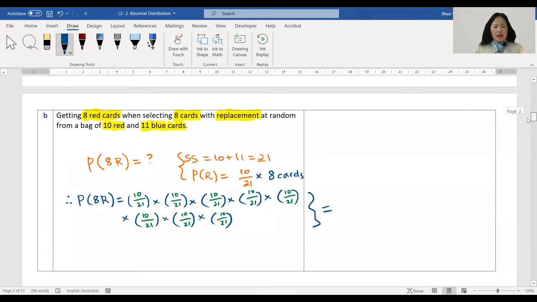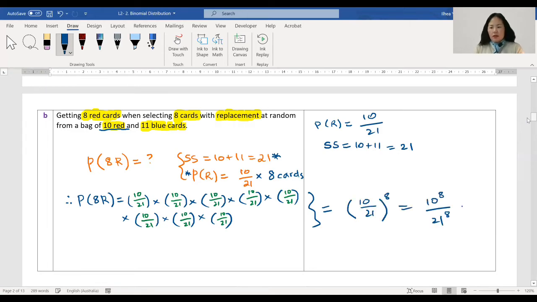Next one, getting 8 red cards when selecting 8 cards with replacement at random from a bag of 10 red and 11 blue cards. Okay, so that's obviously binomial. Probability of getting red first, just one red. To do that, we need the sample space, which is 10 plus 11, 21, and red is 10. So we're doing that 8 times because we want 8 cards, in index form.